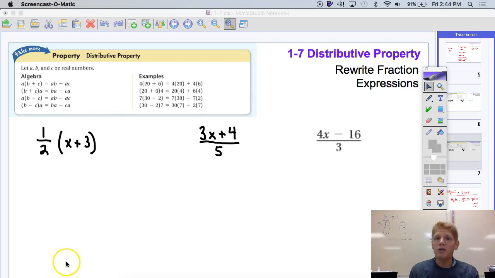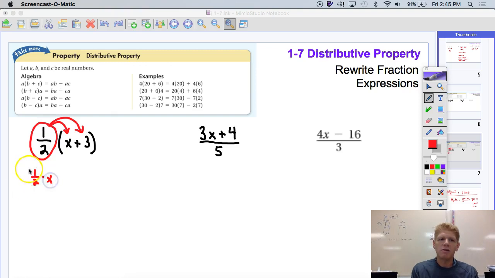We're going to talk about how we can use the distributive property to rewrite fraction expressions. But before we get to that, let's take a quick review of how we use the distributive property normally with fractions. So what we have here is 1/2 times x plus 3. We would distribute our 1/2 to each one of the terms inside the parentheses. So we've got 1/2 times x, and that's going to be added to 1/2 times 3.